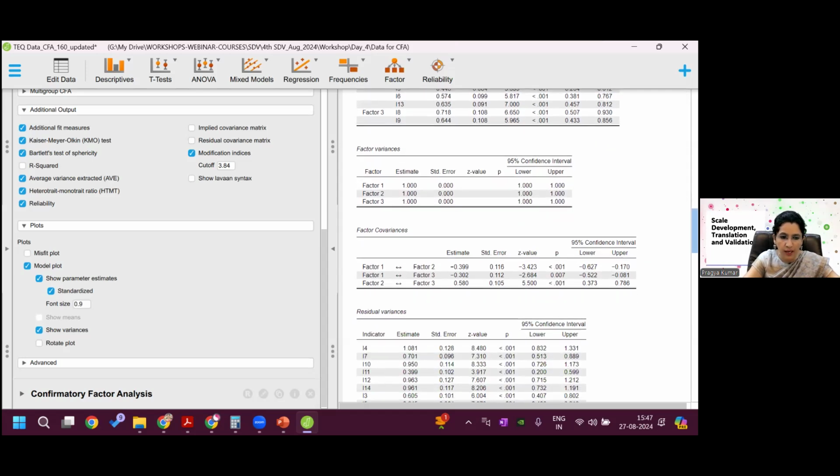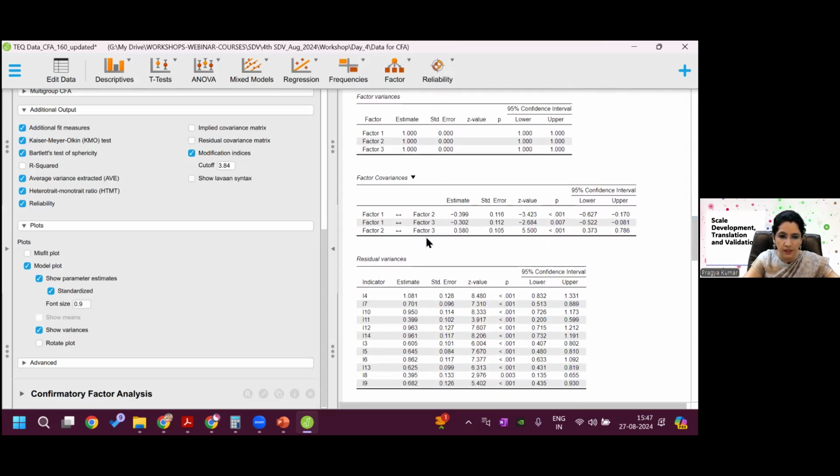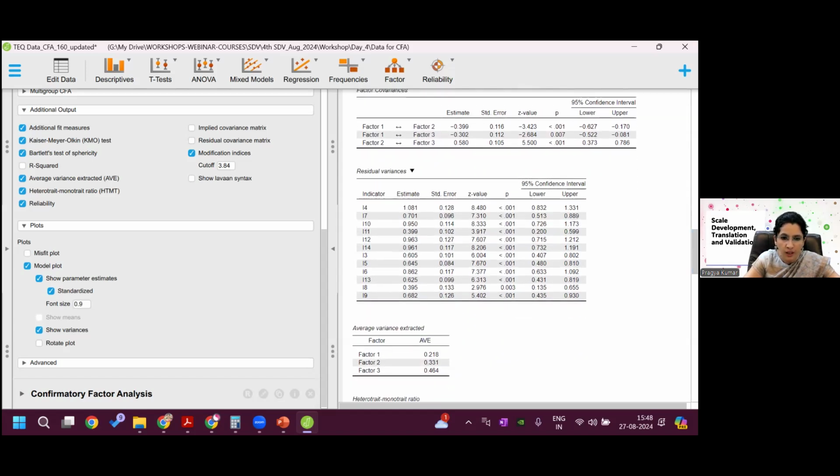Now coming to factor covariances. Between factor 1 and 2, we will see the estimate. The value of these factor covariances is generally more than 0.2, 0.3, and 0.5. You can see that it has a good covariance between factor 1 and 2. Now coming to, we will not see these residual variances now.